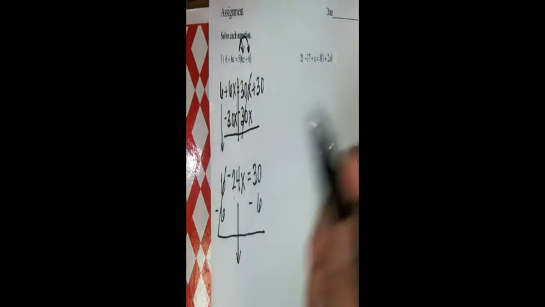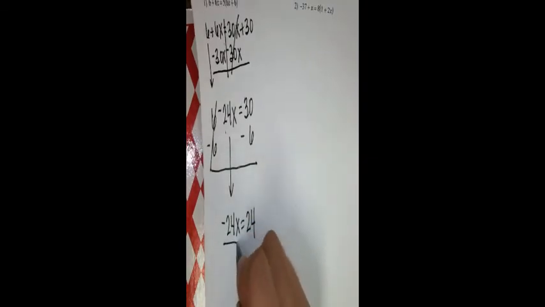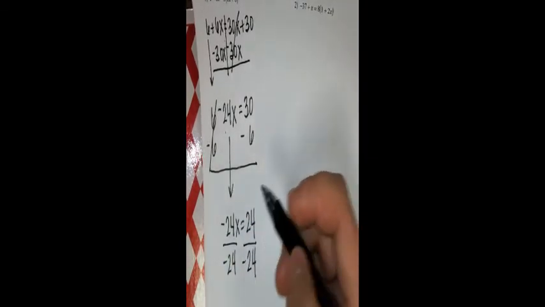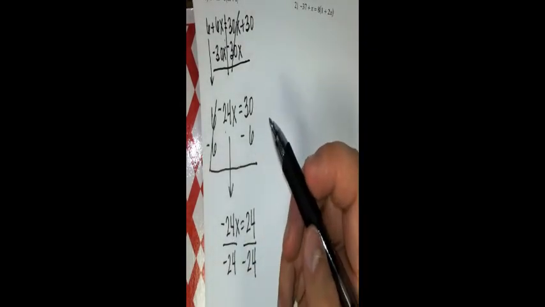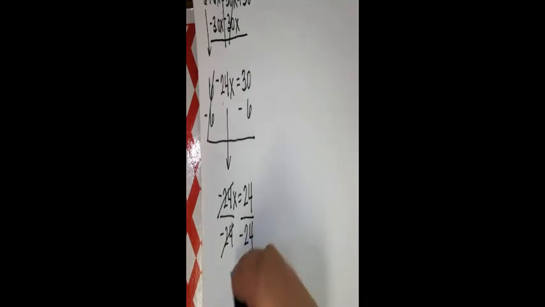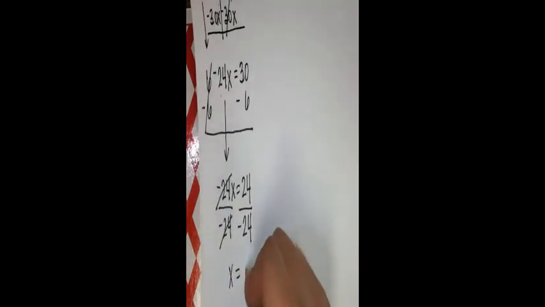Okay, drop down what I have left, which is a negative 24x is equal to positive 24. Okay, and then I'm going to divide both sides by negative 24. Because remember, step 5 was to divide by the number with the x. So cross those off. And last but not least, x equals 24 divided by negative 24, which is a negative 1.